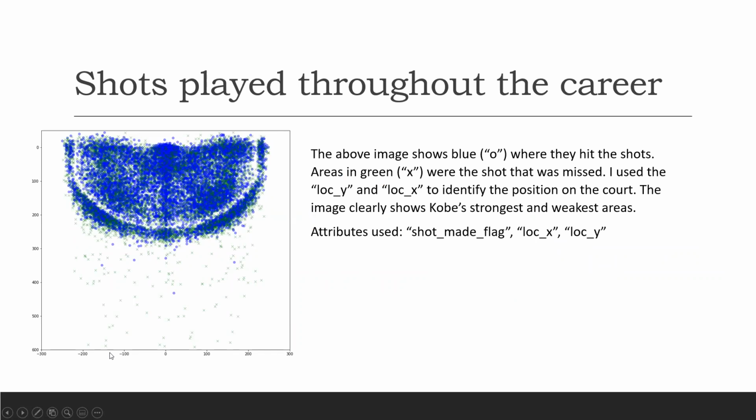Shots played throughout the career. The chart shows what is marked in blue with the O are the shots that have been hit, and the X in green are the shots that were missed. I used location Y and location X, which show which position Kobe was in on the court, and then with the count of shots made, I can build a plot that looks like the areas where he has played well.